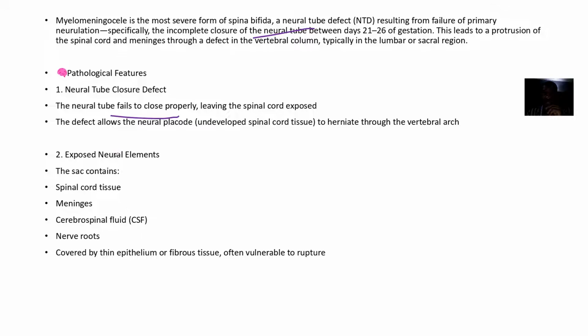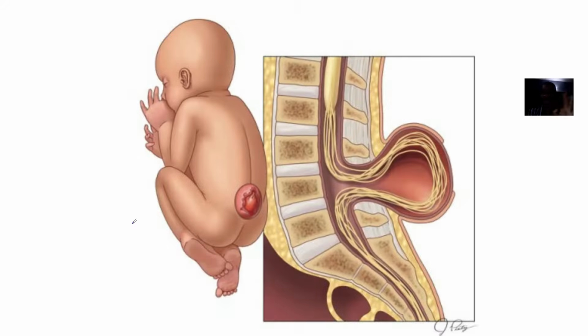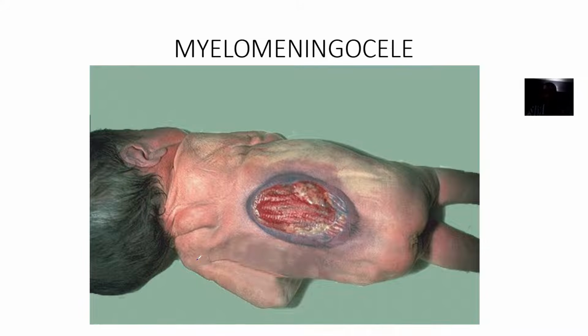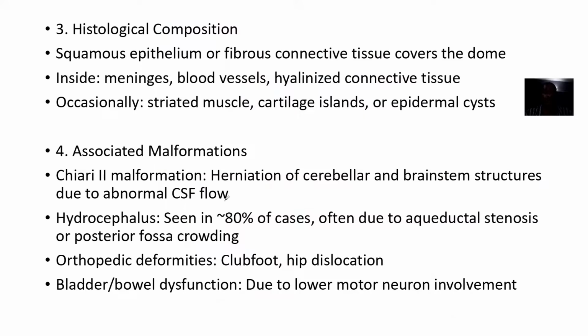So the various elements that are being exposed include the spinal cord tissue, the meninges, the cerebrospinal fluid, the nerve roots, okay, and they'll be covered by a thin sheet of epithelium or fibrous tissue, which can often rupture and leave an open wound like this. Okay, so histological composition: the squamous epithelium or fibrous connective tissue covers the dome. Inside, meninges, blood vessels, hyalinized connective tissue. Occasionally, striated muscle, cartilage islands, epidermal cysts.